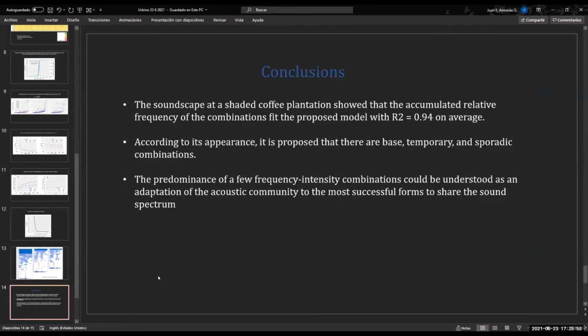As a conclusion, we can say that in the soundscape of the shade coffee plantation, the accumulated relative frequency fits the model very well, with an R squared of 0.94 on average. And according to their appearance, it is proposed that there are base, temporary, and sporadic combinations in a soundscape, and the predominance of intensity frequency combinations could be understood as an adaptation of the acoustic community to the most successful forms to show the sound spectrum.